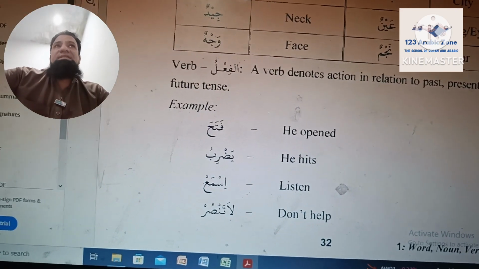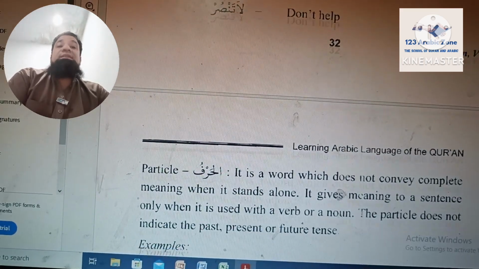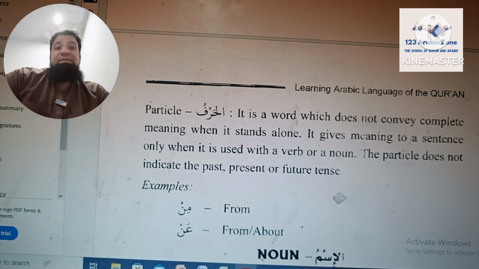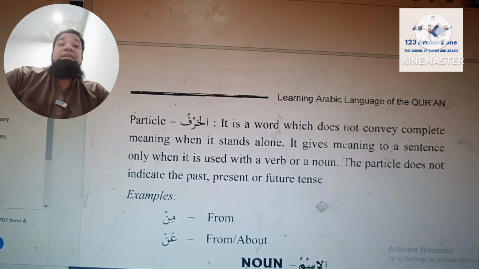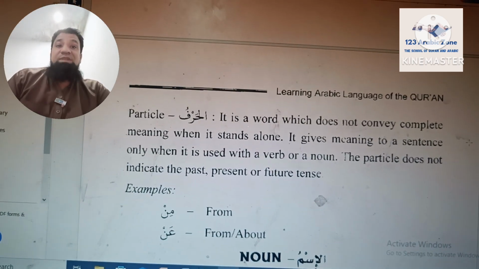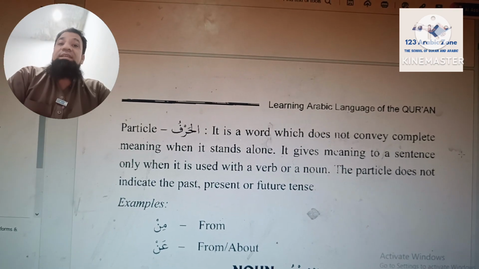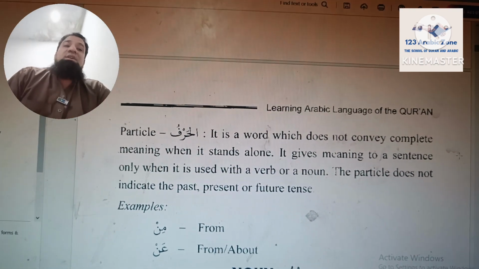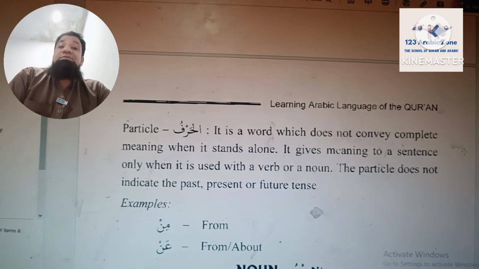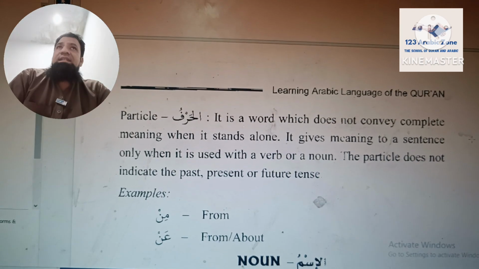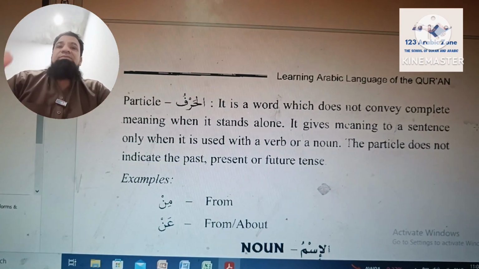Inshallah, in the upcoming lectures, we will explore these things. Okay, and the third one is al-harf. Al-harf is a word which does not convey complete meaning when it stands alone. It gives meaning to a sentence only when it is used with a verb or a noun. The particle does not indicate the past, present, or future tense, like min, an, ala, fi, bi, li. These are the examples of al-harf.